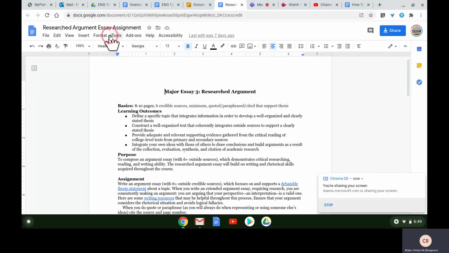Let's take a look. I'm going to share my screen and we'll take a look at the assignment together, and I will explain exactly what's being asked of you there and why. Okay, let's zoom in a little bit so you can see this better.